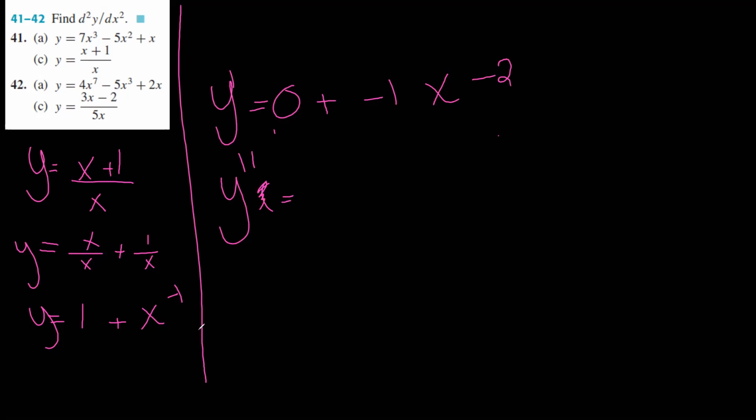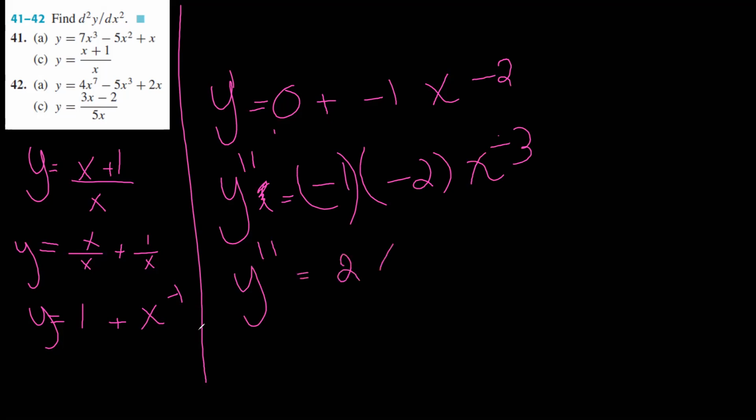It is -1 times 1 times -1... -2. Negative, raised to the power -3. Thank you so much, Hannah. So y double prime will be 2x raised to the power -3, or I can write it as 2 over x cubic. Is it clear? Yes, teacher. Okay, thank you.